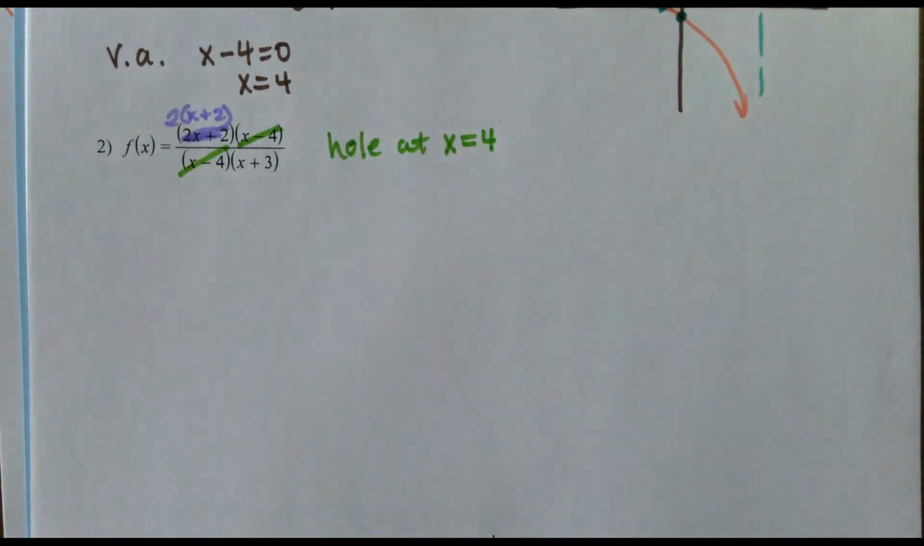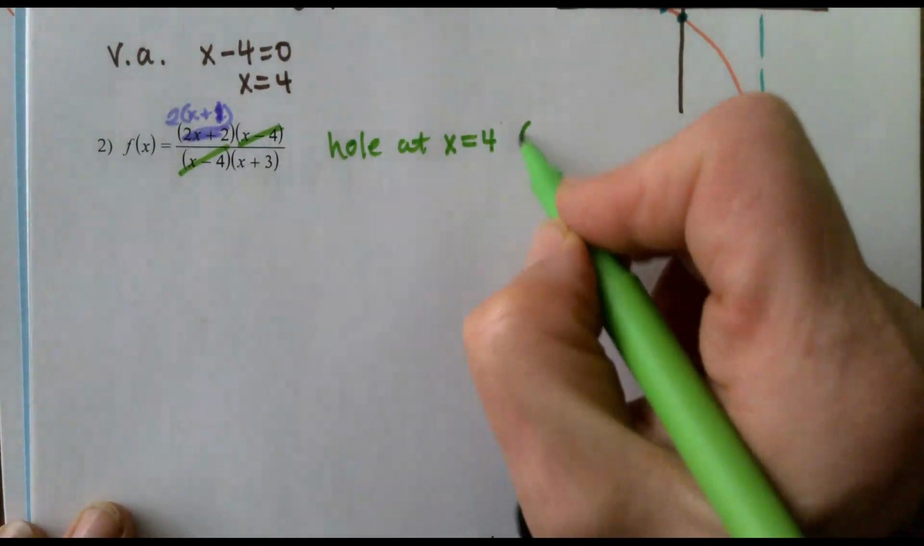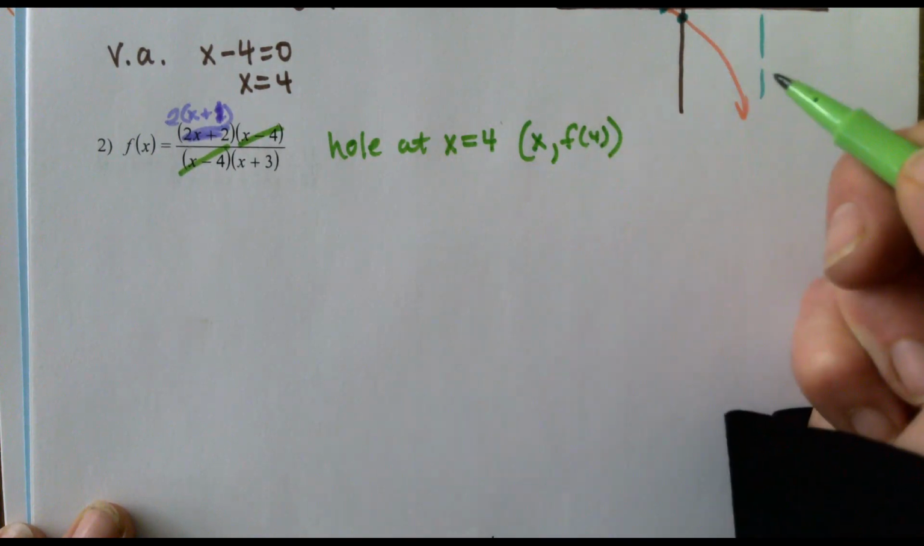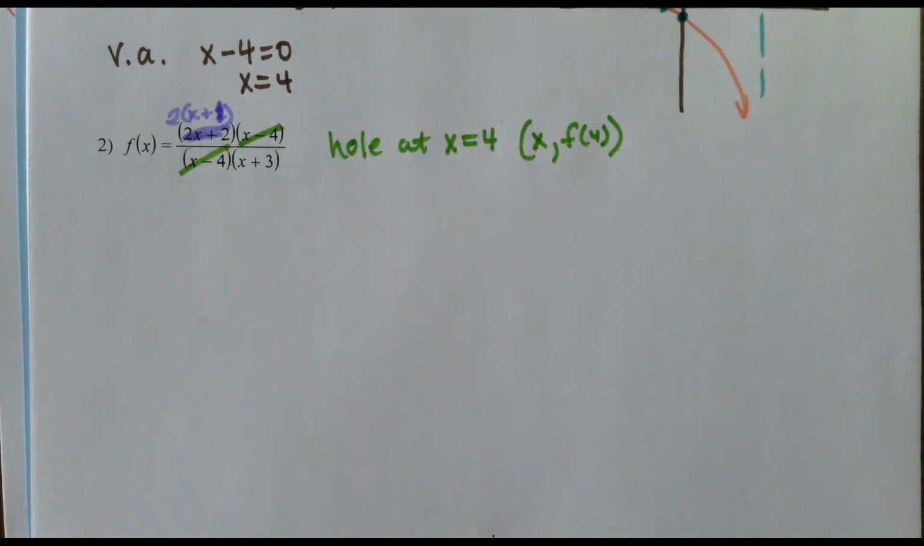Now I have to be careful. Yes? X plus 1. Thank you, thank you. 2x plus 1. Appreciate it. All right. There's a hole at x equals 4. It's on the function. It's actually on the point x comma f of 4. Okay? It's on the function, and we'll approximate where that is when it is. It's not on the x-axis. All right? So there's my hole.